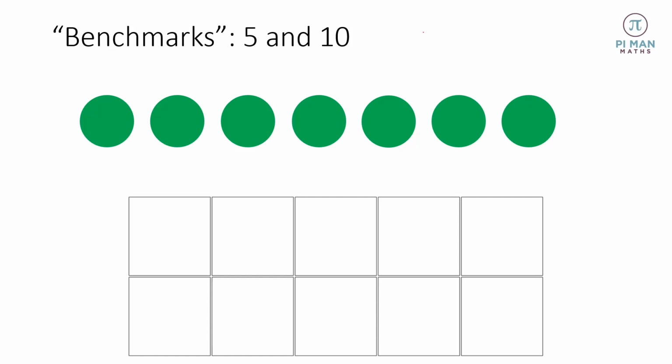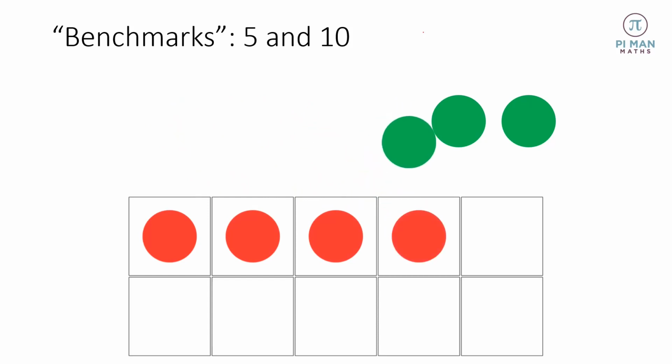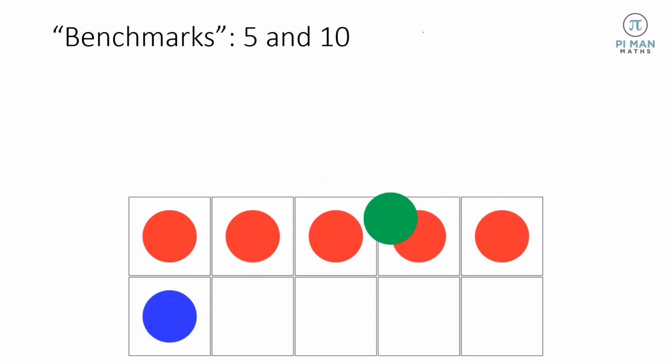Now, if you count them, you find that there are 7, but that's quite difficult to count them like that. That's where the benchmark idea comes in. Watch. As you can see now, we know it's 7 because you can see there's 5 red discs and there's 2 blue discs. That's what makes it easy to see it as 7.